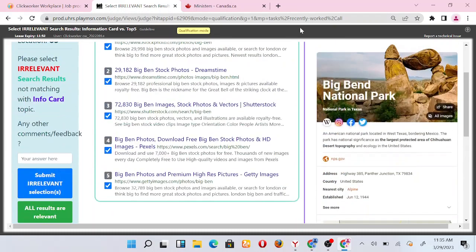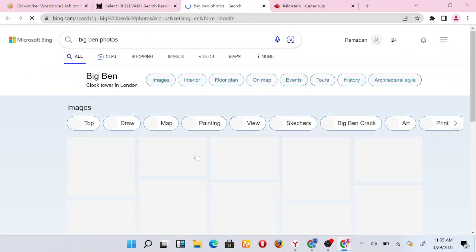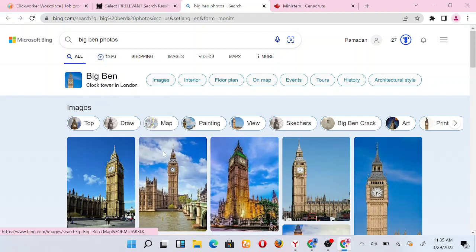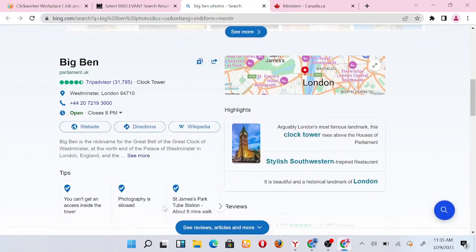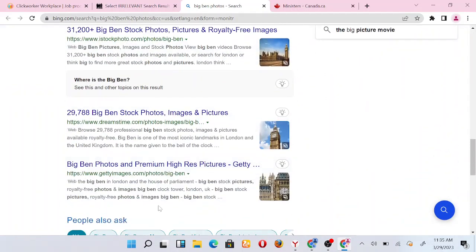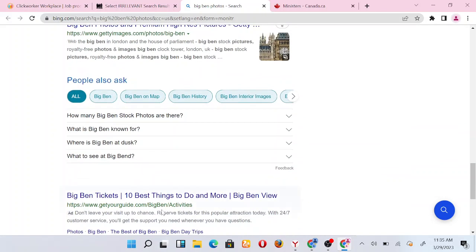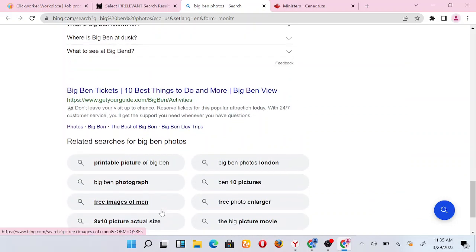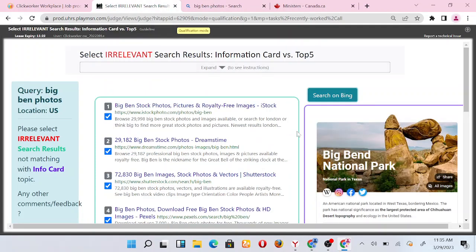Let me confirm this. Big Ben. This is Big Ben Clock Tower in London. Big Ben, but it's not talking about a national park. Please don't be deceived by all these things that they are talking about here. I think it should be talking about the national park, not just the Big Ben photos.